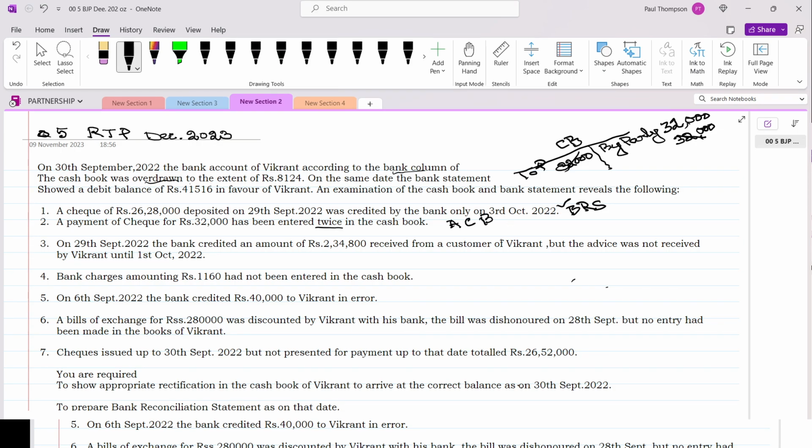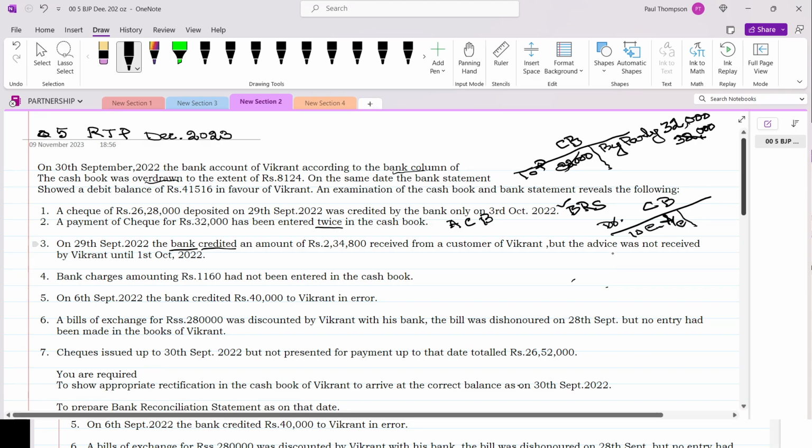Next item is the bank has credited an amount of 2,34,800 received from a customer. So what would have happened in my cash book? It should appear on the debit side because it is a receipt. All the receipts are recorded on the debit side, but the information was not available till 1st October. Okay, today we will do it to customer account. So we have to enter this amount on the debit side of our cash book. So this will go into our adjusted cash book.